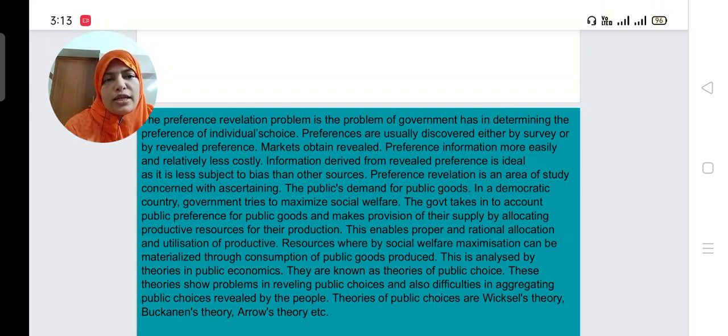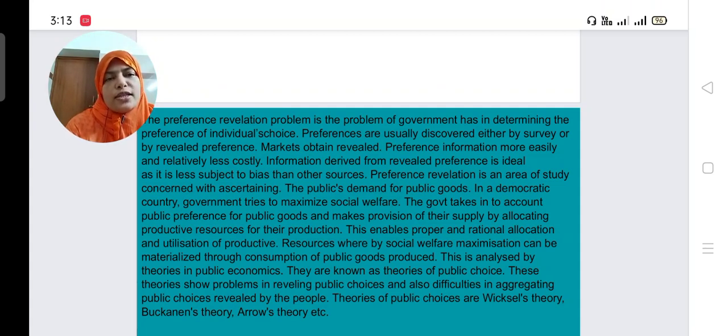In a democratic country, the government tries to maximize social welfare. The government takes into account public preference for public goods and makes provision for their supply by allocating productive resources for their production. This enables proper and rational allocation and utilization of productive resources, whereby social welfare maximization can materialize through consumption of the public goods produced. This is analyzed by theories in public economics.